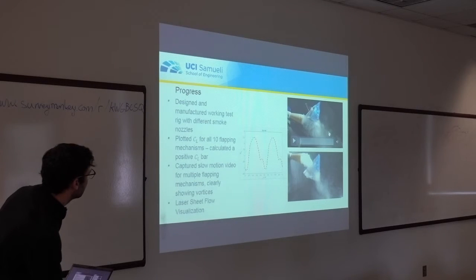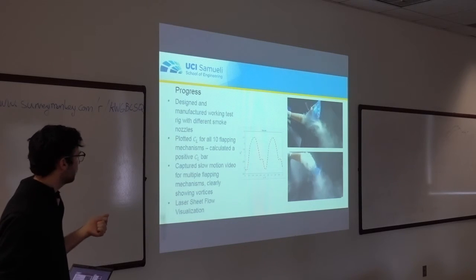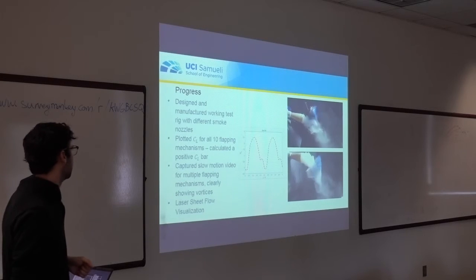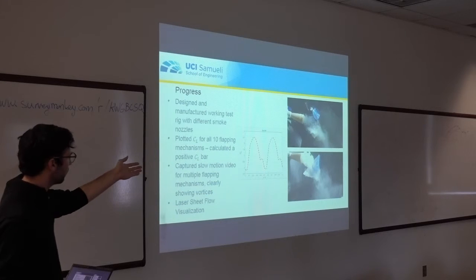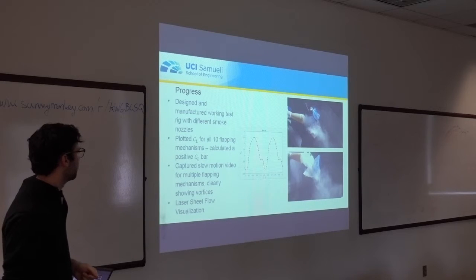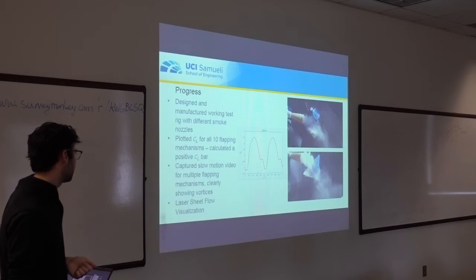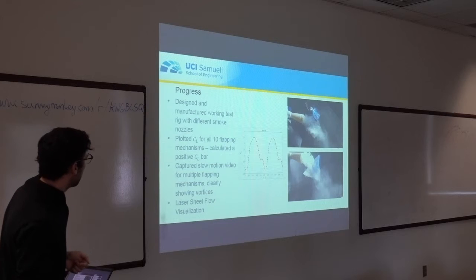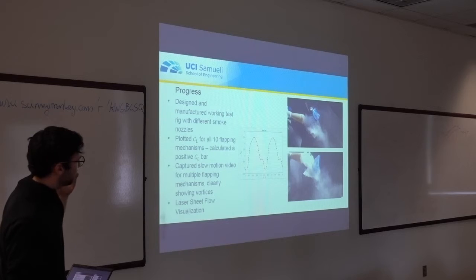So here's some visualization. We completed these tests using a smoke machine, a nozzle, and a 2-degree of freedom pendulum. And after plotting the coefficient of lift for a bunch of different mechanisms, we got graphs that look like this, but 10 of them. After looking through it, the average coefficient of lift was a positive value, meaning our parameters were correct.